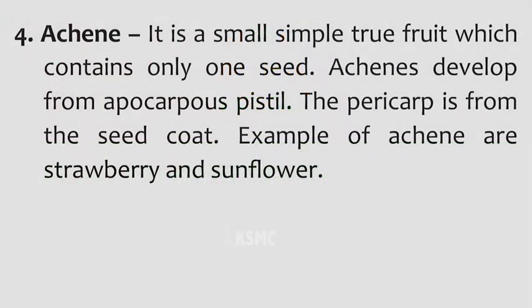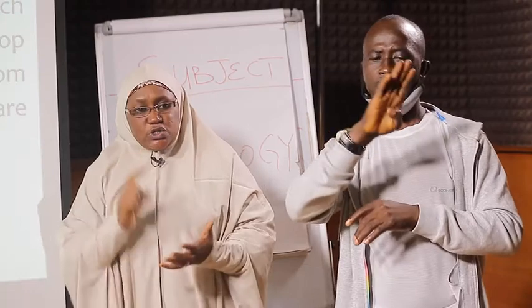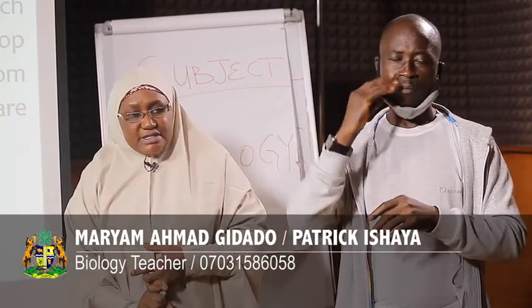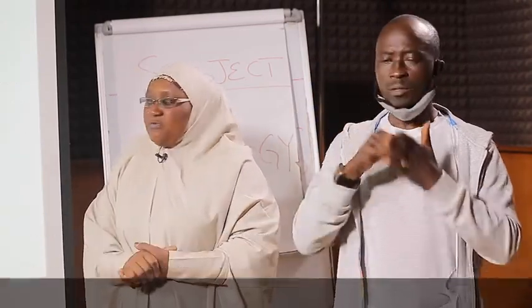And the next on the classification is akin. Akin is a small simple fruit which contains only one seed. Akin develops from an apocarpous pistil. The pericarp is fused with the seed coat. Examples of akin include the strawberry and the sunflower seed. The sunflower seed and the strawberry seed are examples of akin.